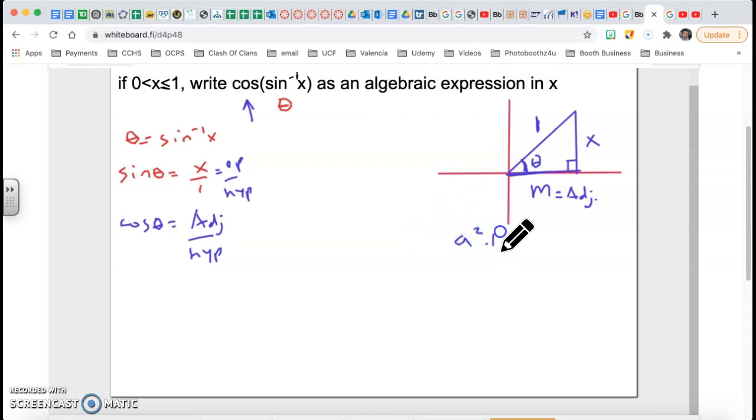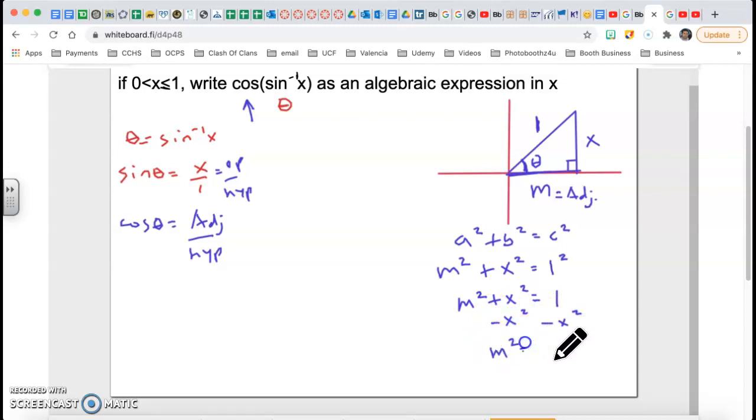Again, Pythagorean theorem: a squared plus b squared equals c squared. A, I'm going to call that M. My b is the other leg, which is x, and my hypotenuse is always the c value. That means m squared plus x squared equals 1, and I'm solving for m, meaning minus x squared, and then I have m squared equals 1 minus x squared. But I need m, so take the square root: m is equal to the square root of 1 minus x squared. Now I have my adjacent side.